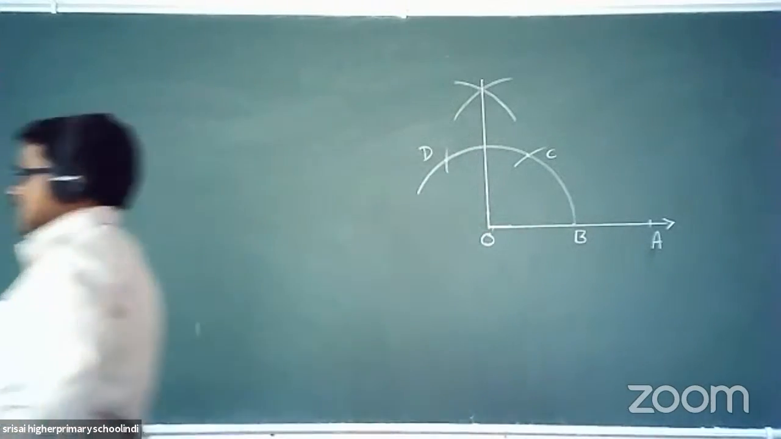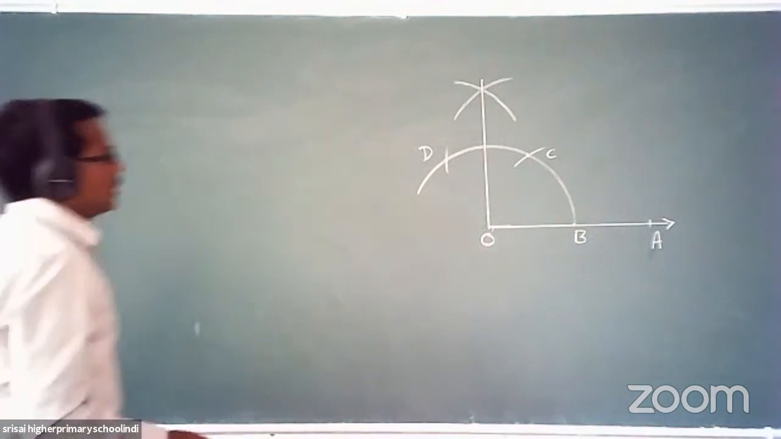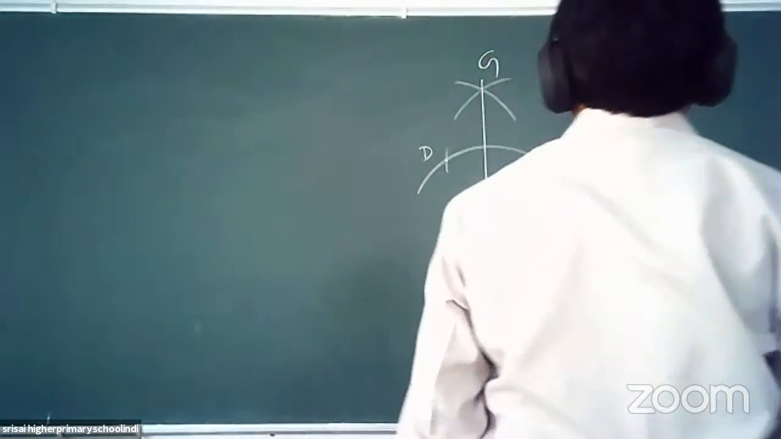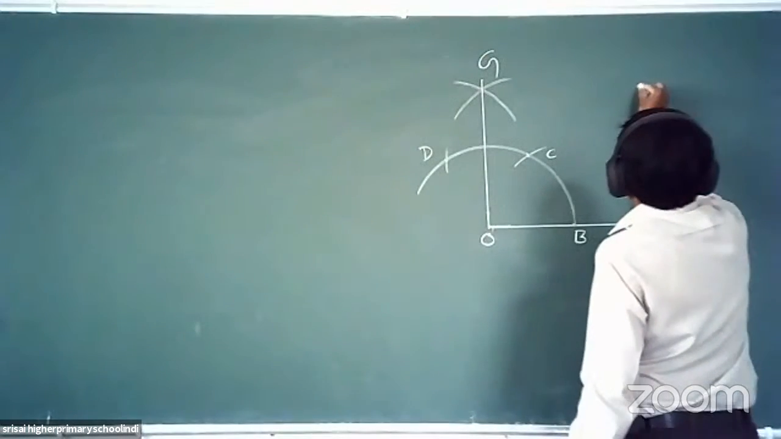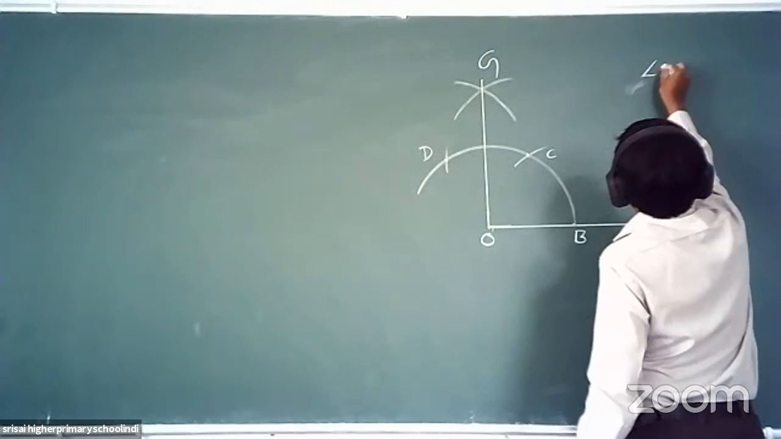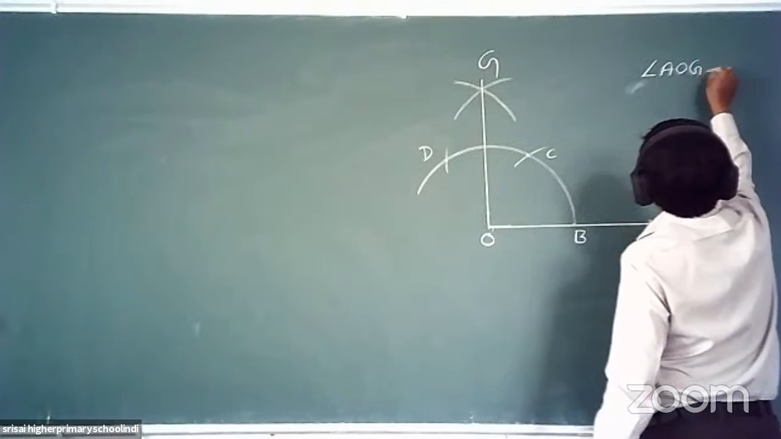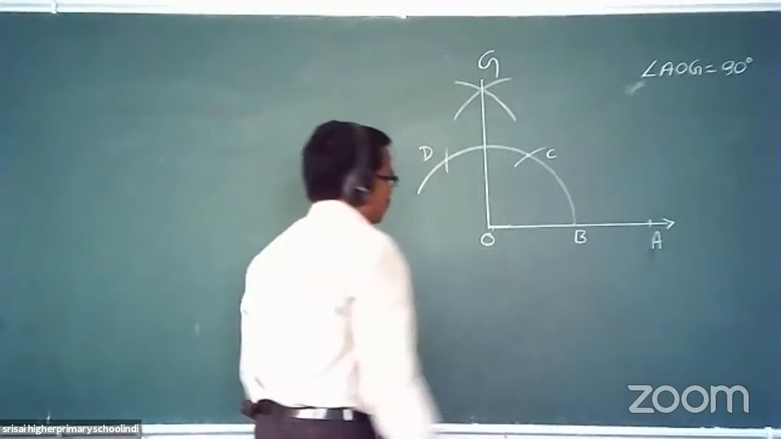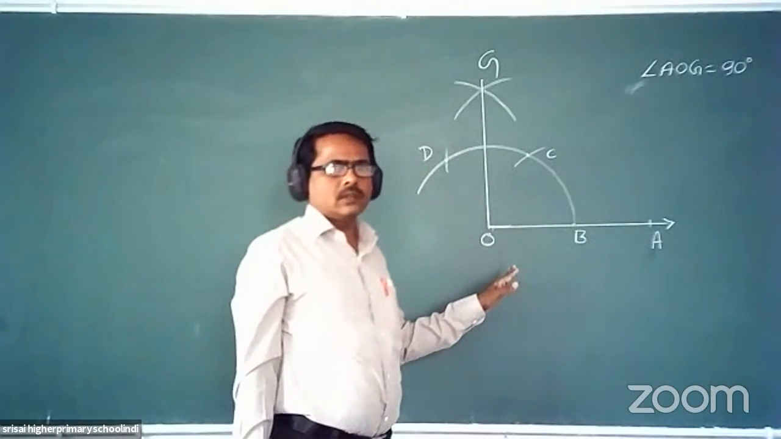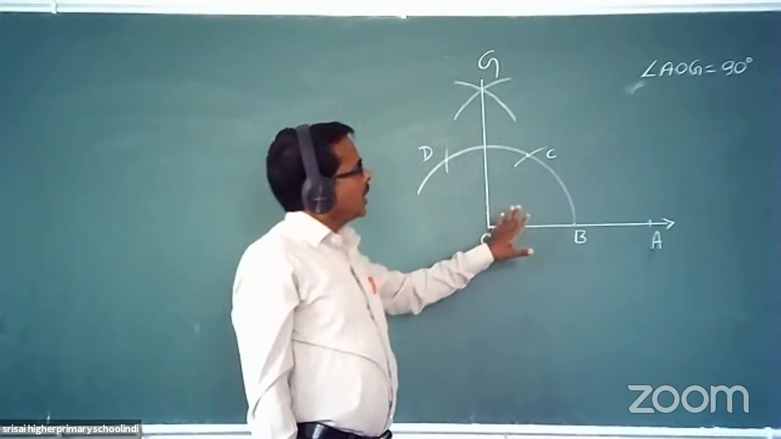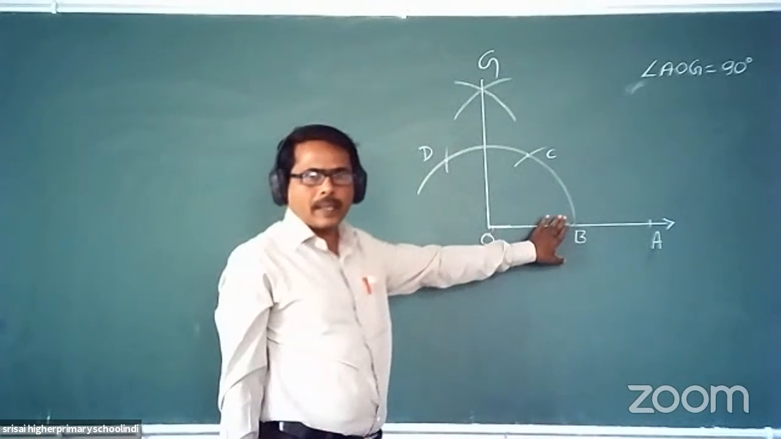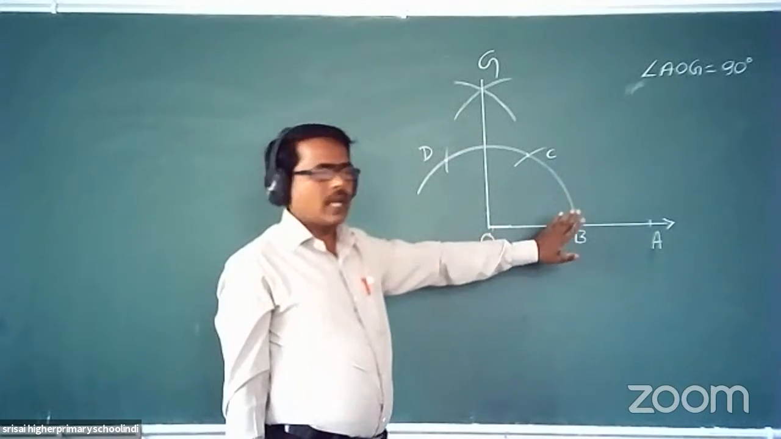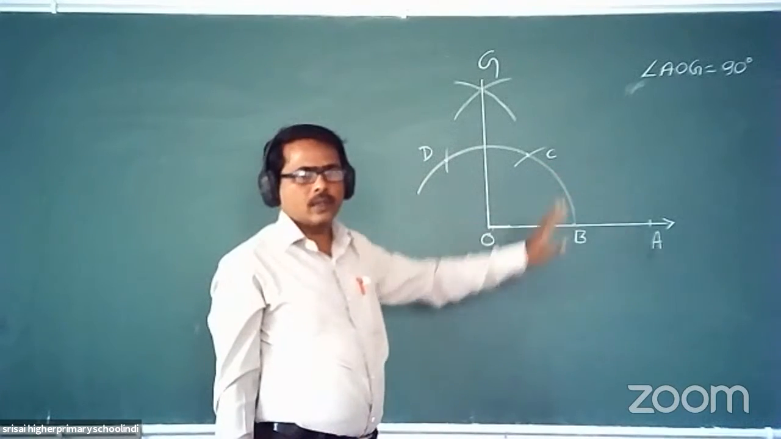Now which angle is 90 degrees? This angle. Angle AOG is 90 degrees. Correct? This is called a demonstration. How to draw? I demonstrated. I explained.